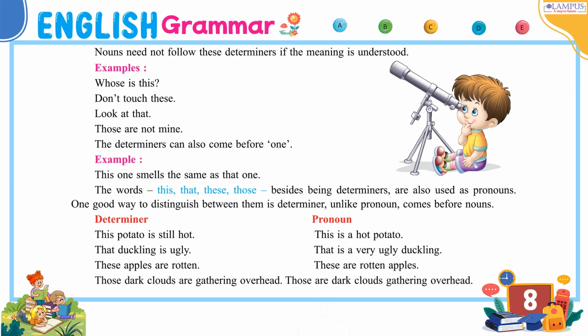The words this, that, these, those, besides being determiners, are also used as pronouns. One good way to distinguish between them is that a determiner, unlike a pronoun, comes before nouns. Determiner: this potato is still hot. Pronoun: this is a hot potato. That duckling is ugly. That is a very ugly duckling. These apples are rotten. These are rotten apples. Those dark clouds are gathering overhead. Those are dark clouds gathering overhead.